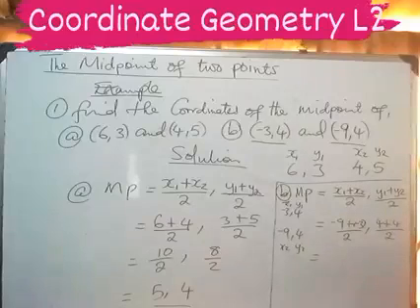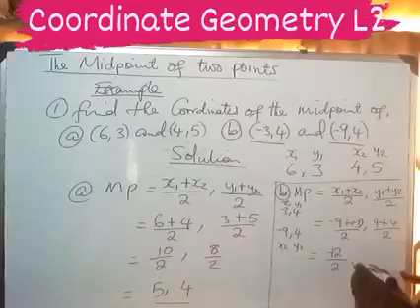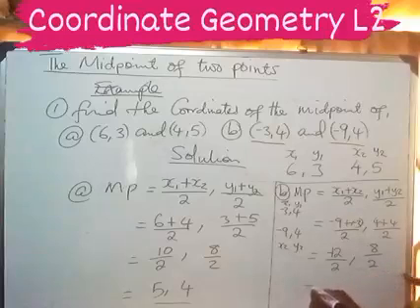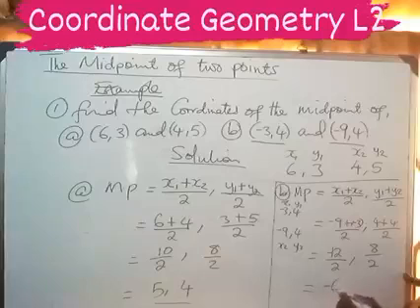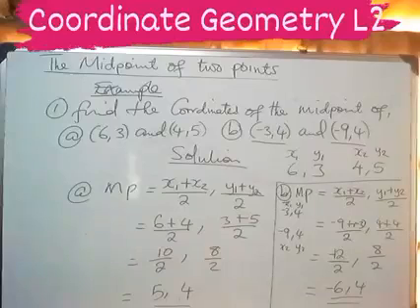Remember, same sign, you add the two numbers and you maintain the sign. So we are going to have negative 12 over 2, comma, and for this one we are going to have 8 over 2. Therefore, our midpoint for this one will be negative 6, comma 4. Our answer will be negative 6, comma 4.